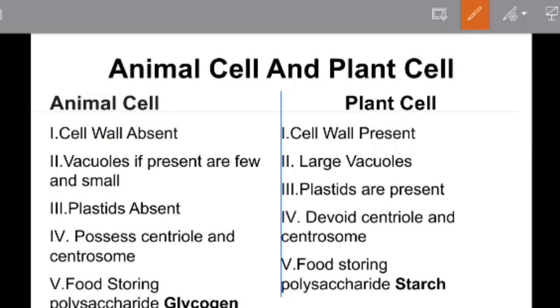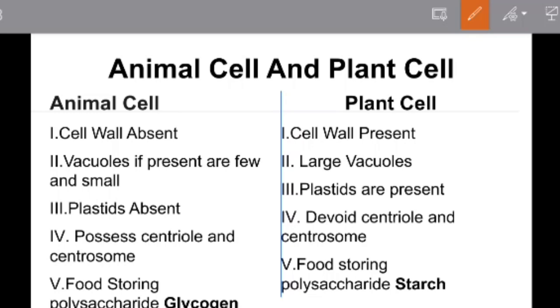If we talk about the animal cell, the cell wall is absent. The plasma membrane, the outermost structure, is present in the animal cell but there is no cell wall. In the plant cell, a cell wall formed of cellulose is present outside the plasma membrane. Vacuoles in animal cells are few and small. Large vacuoles lie in the center with cell sap in plant cells. Plastids are absent in animal cells. Plastids are present in plant cells.